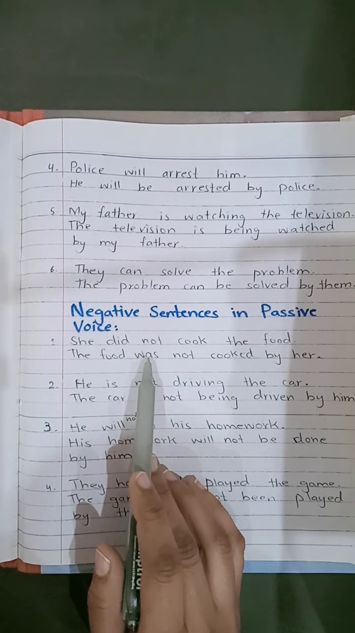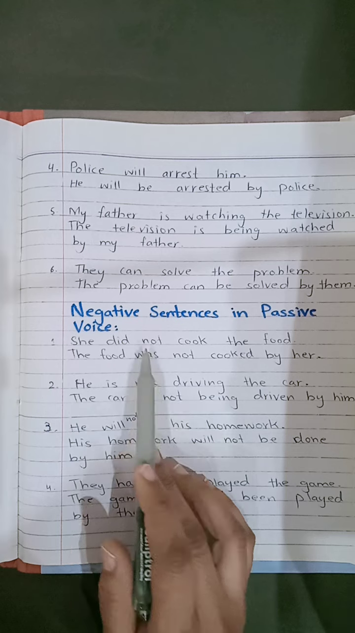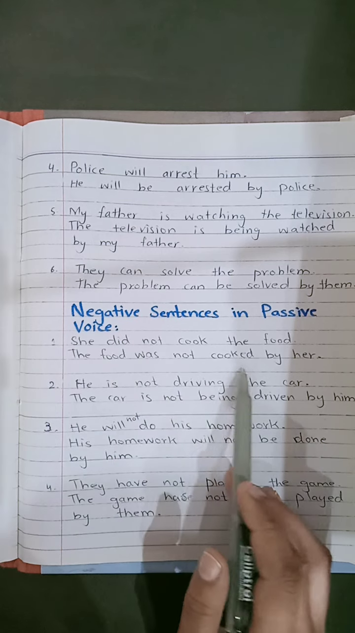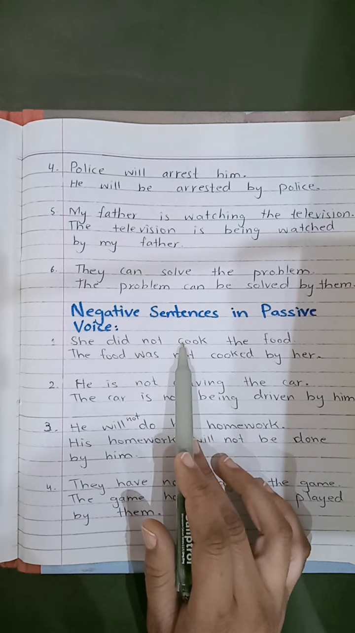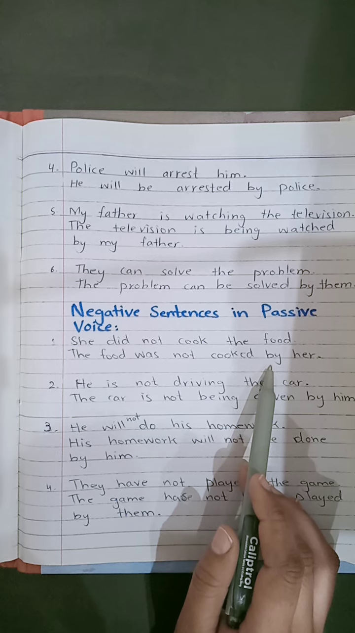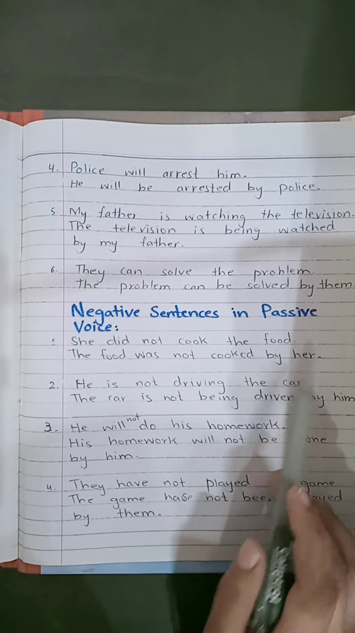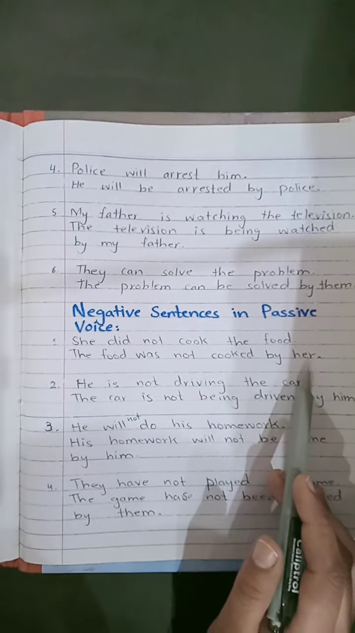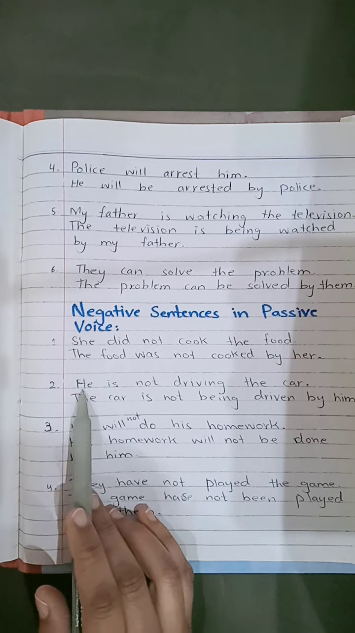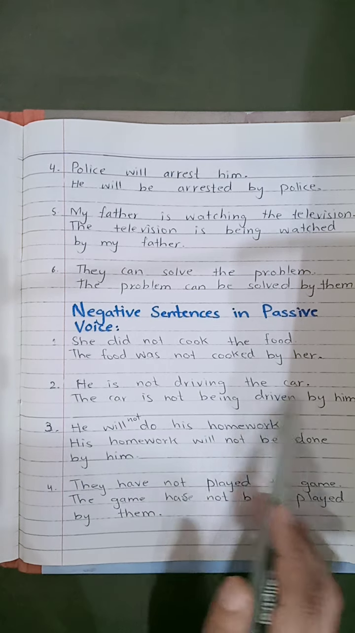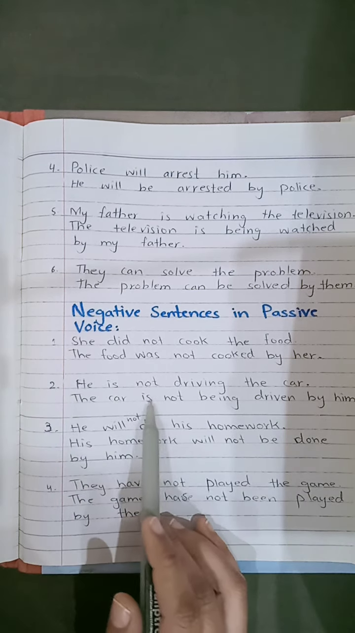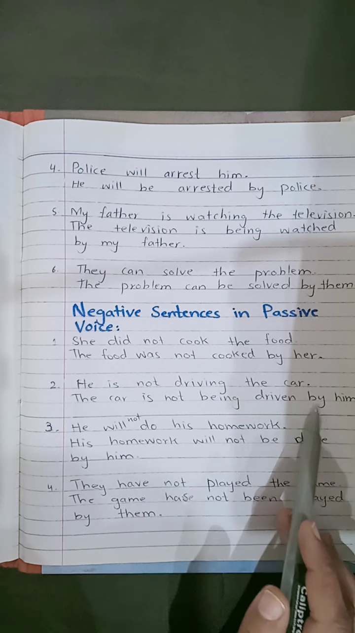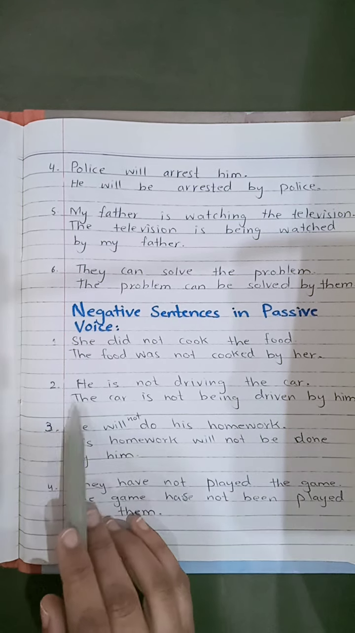Did would be replaced by was. Not will remain the same. Cook, the third form of cook. By, according to the rules. Her, she would be converted into her. He is not driving the car. The car is not being driven by him.